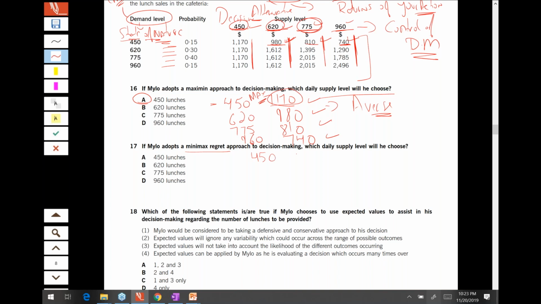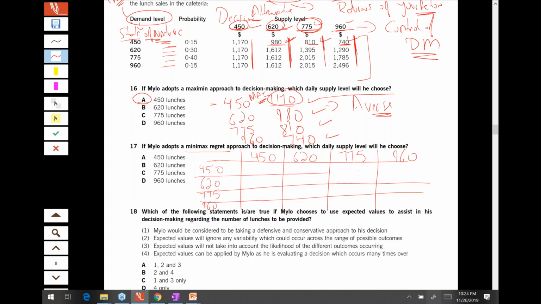450, 620, 775, 960. Again, in demand, what options do we have? 450, 620, 775, 960. I'm short of space here. I hope you will manage.